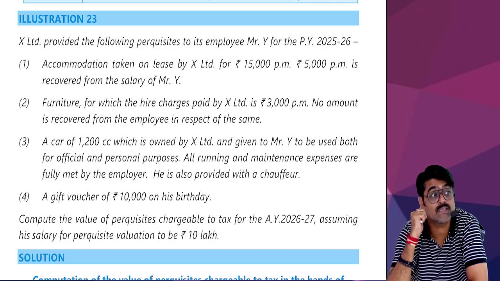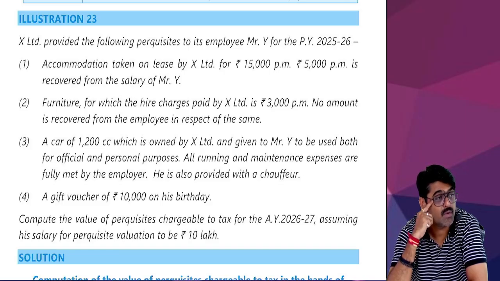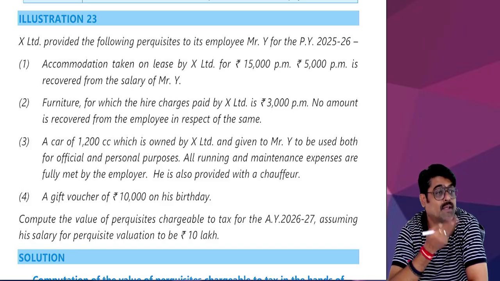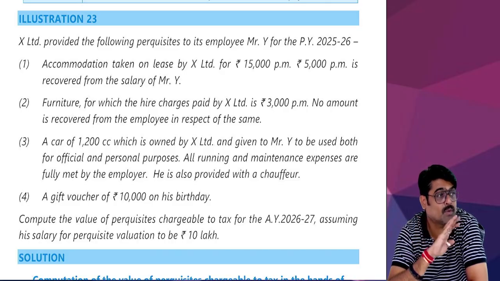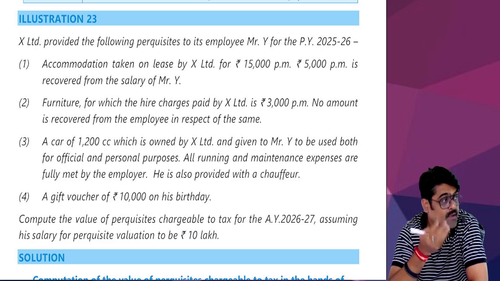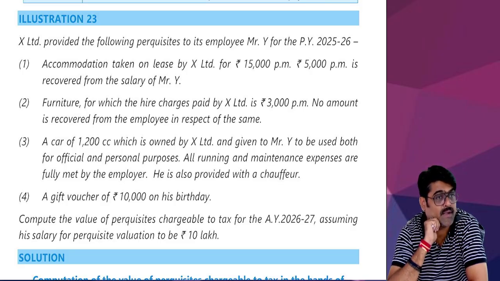To value the accommodation, I have already told you. If you remember, accommodation facility we have done. To value the accommodation, what do we usually do? We check whether the employee is a non-government employee or a government employee. If a government employee, then licensing fees will be given in the question, and that will be taxable. If the employee is a non-government employee, then check whether the accommodation is owned by the employer or taken on rent by the employer. If it is owned by the employer, then 10%, 7.5% or 5% of salary, depending on the population of the city where the accommodation is provided.